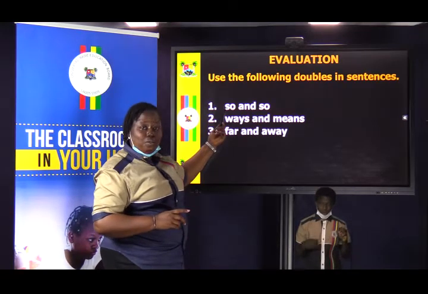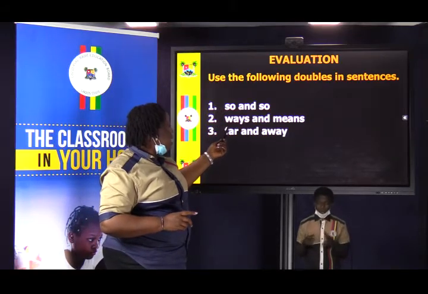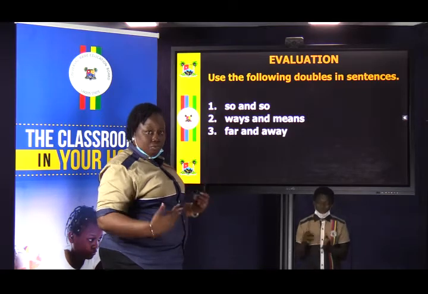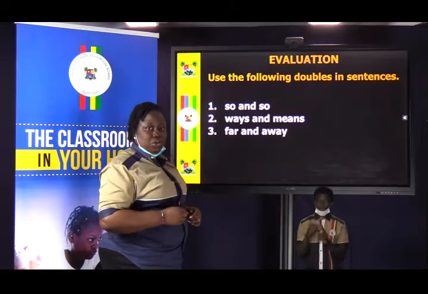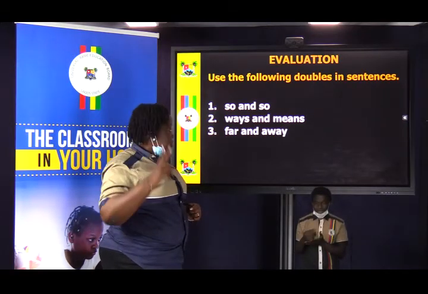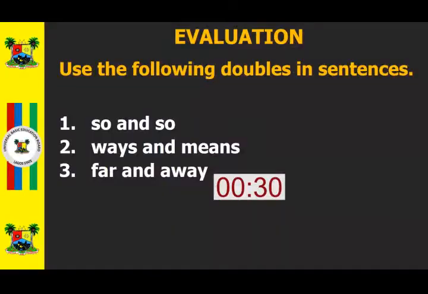So and so is formed by the repetition of the same word, so. Ways and means and far and away are formed by repetition of meaning of words. So you have 30 seconds to write 3 sentences, and your time starts now.